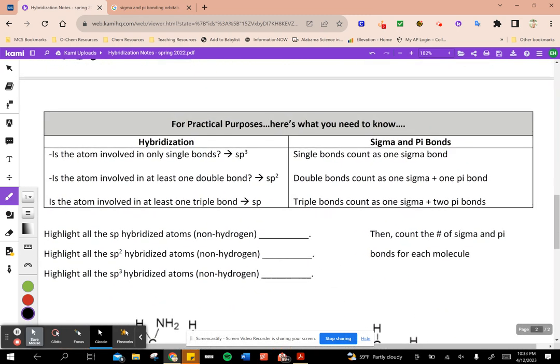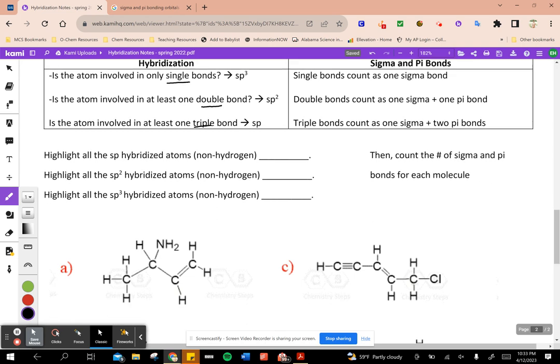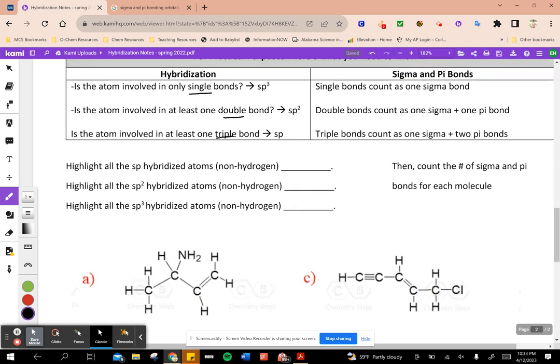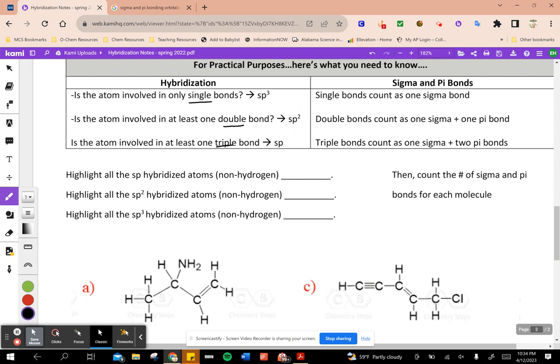All right, so it says for practical purposes, here's what you need to know. When it comes to hybridization, if the atom is involved in only single bonds, then you can identify it as sp3 in its hybridization. If the atom is involved in at least one double bond, it's going to be sp2. And if the atom is involved in at least one triple bond, then it's going to be sp in hybridization.